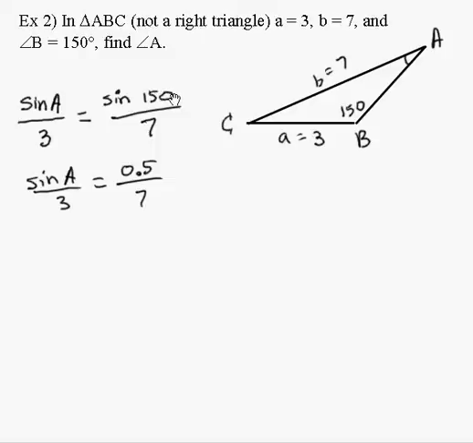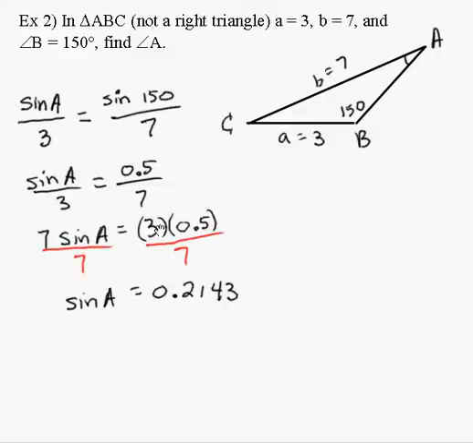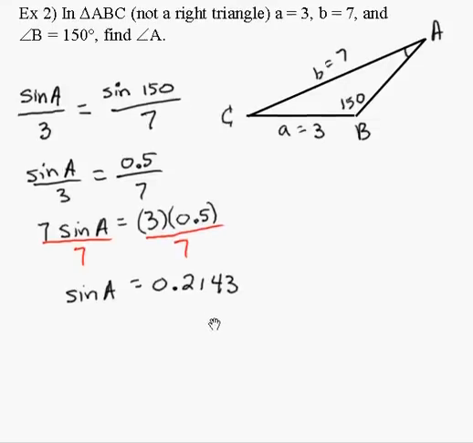Let's look up the sine of 150 degrees, type in 150, hit sine, round that off to 4 places, and it comes out exactly 1/2. So that sine in quadrant 2 is positive, and that's 1/2. Right, we've got a proportion, so the product of the extremes equals the product of the means. Divide both sides by 7. So 3 times 0.5 divided by 7 is 0.2143.